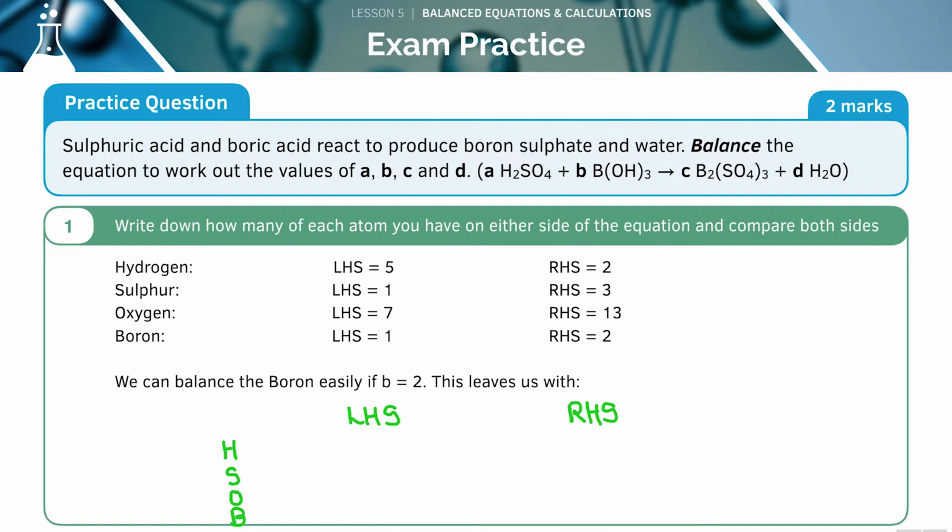So on the left, we will have 8 hydrogens and 2 on the right. For sulfur, we will have 1 and 3 as before. For oxygen, we'll have 10 and 13, and our borons have been balanced to give us 2 on each side.